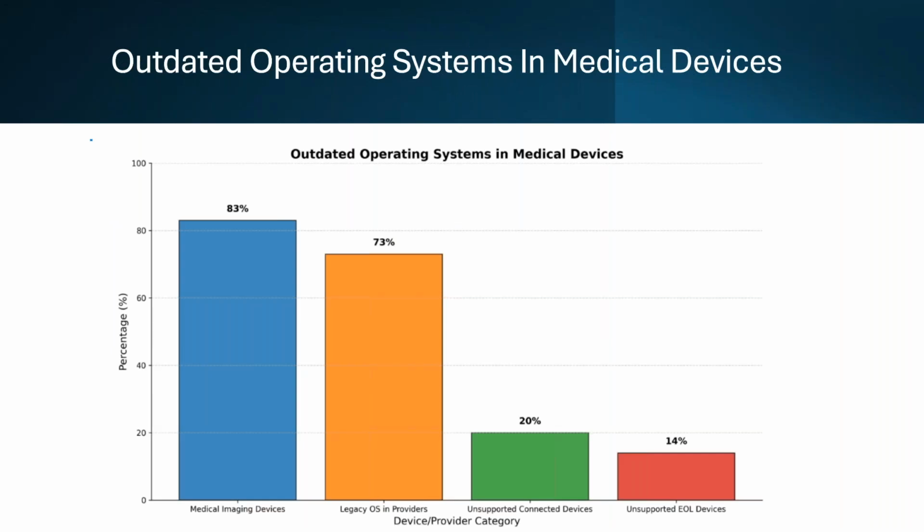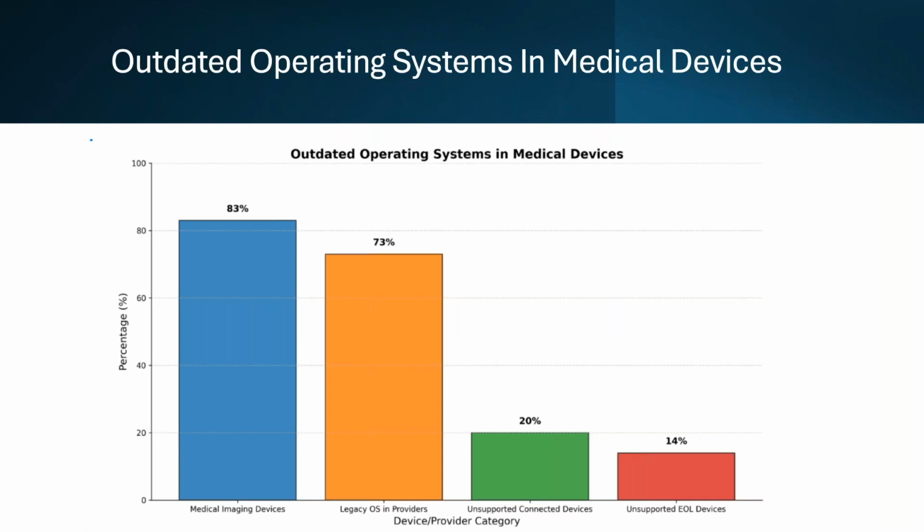Here we can see the percentage of medical devices running outdated or unsupported operating systems. The numbers are striking. Medical imaging devices are the highest at 83%. That means more than 4 out of every 5 imaging devices in healthcare facilities are running outdated operating systems. Legacy systems in hospitals follow at 73%. These are established systems that have been in place for years, often because they're still functional and replacing them costs too much money.